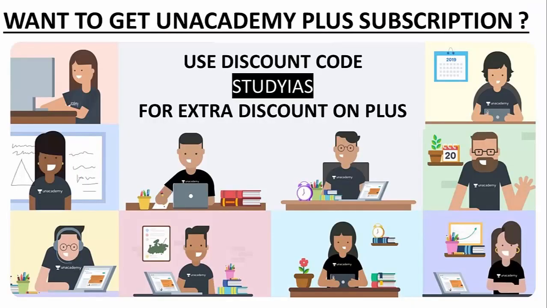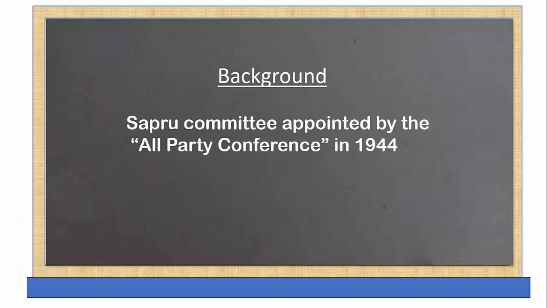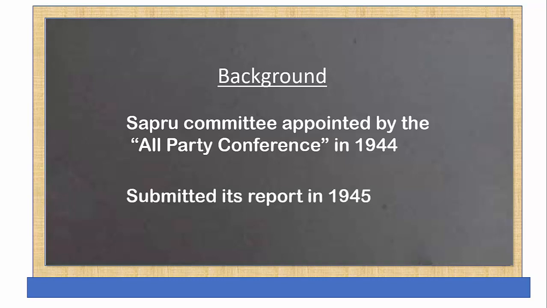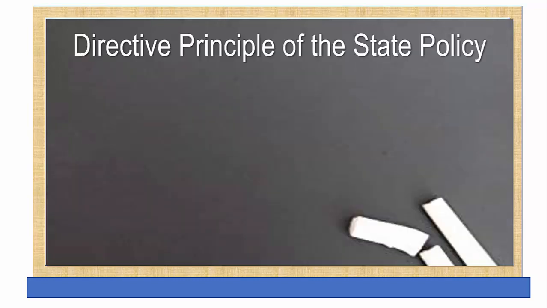Okay, so if I talk about the background of the Directive Principles of State Policy, as you all know, a sub-committee was appointed by the All Party Conference in 1944, and this committee submitted its report in 1945, where they made a provision that two kinds of rights should be provided in the Constitution, right? So one is justiciable and the second one is non-justiciable.